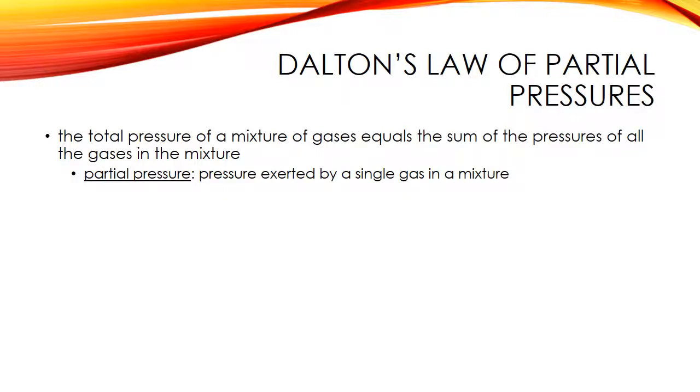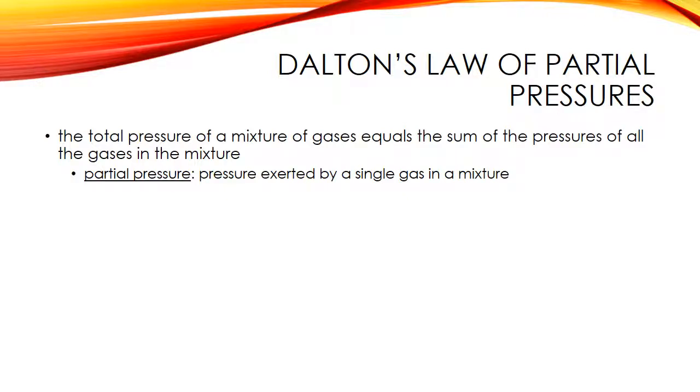So if I have a mixture of two gases, say nitrogen and oxygen, and actually I have a picture up here that will help us with that in just a second. If I have a mixture of nitrogen and oxygen gases, those two gases together are going to exert some total pressure. The pressure just exerted by the nitrogen would be the partial pressure of the nitrogen. The pressure that's exerted just by the oxygen would be the partial pressure of the oxygen.